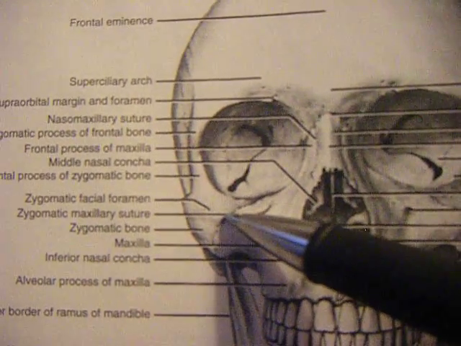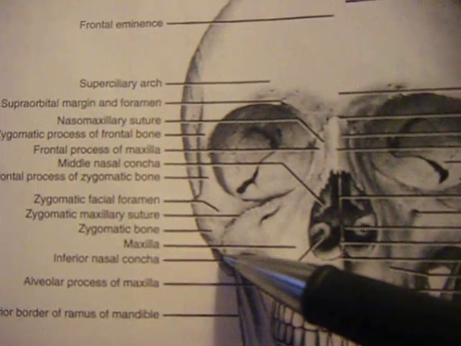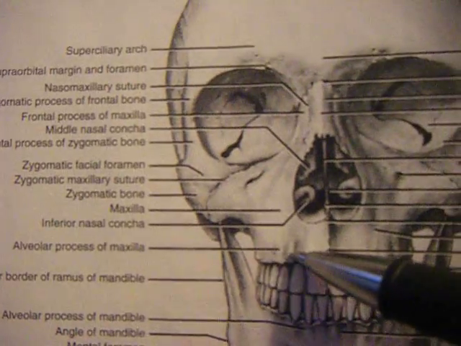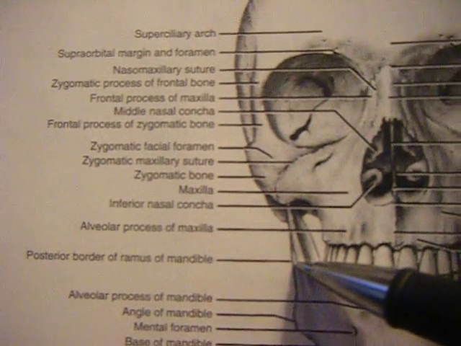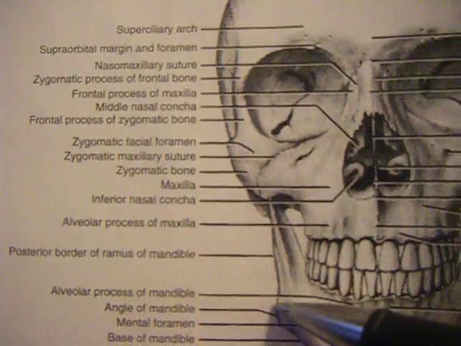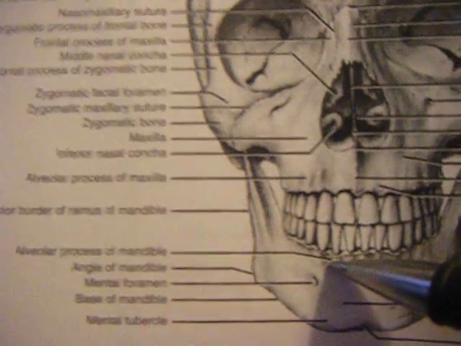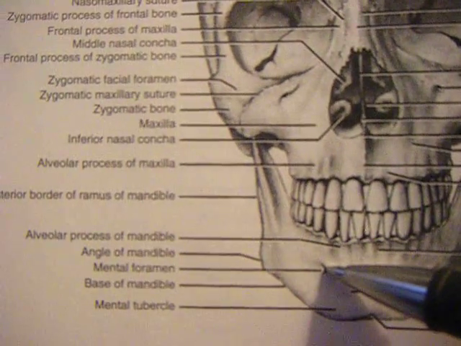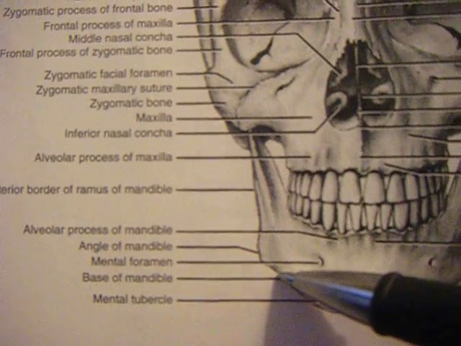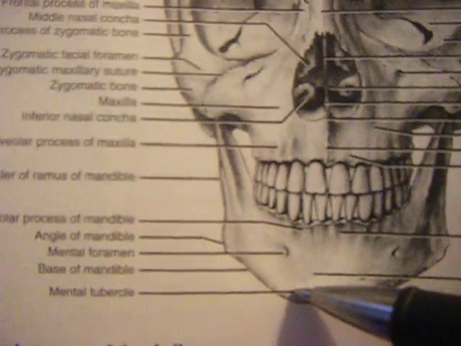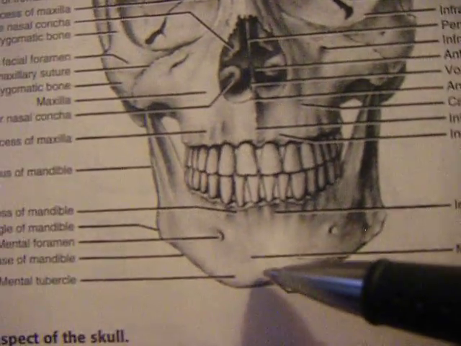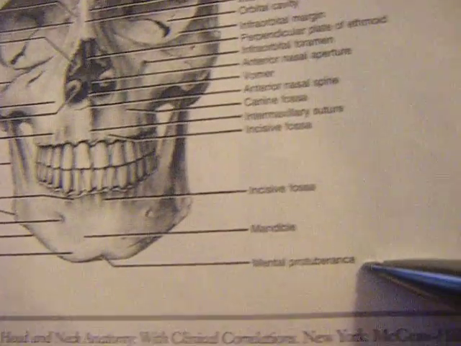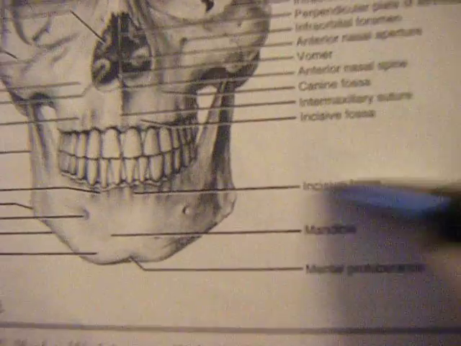And this is the zygomaticomaxillary suture. This is the alveolar process of maxilla. This is the posterior border of ramus of mandible. This is the alveolar process of mandible. This is the angle of mandible. This is the mental foramen, base of the mandible, mental tubercle, mental protuberance. This is the mandible.